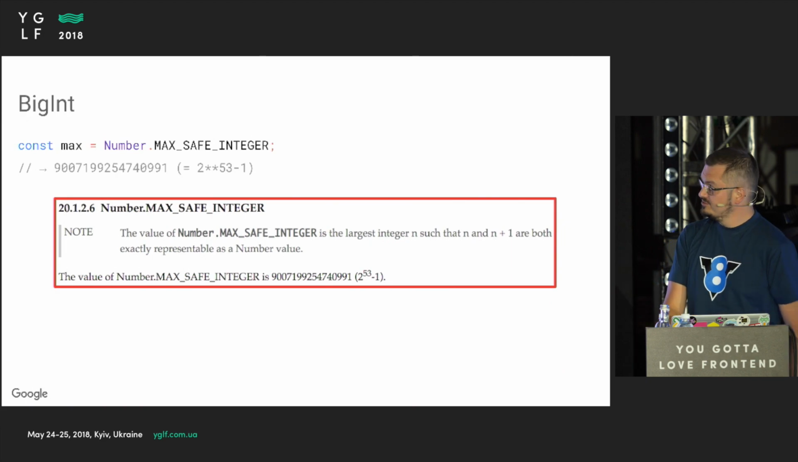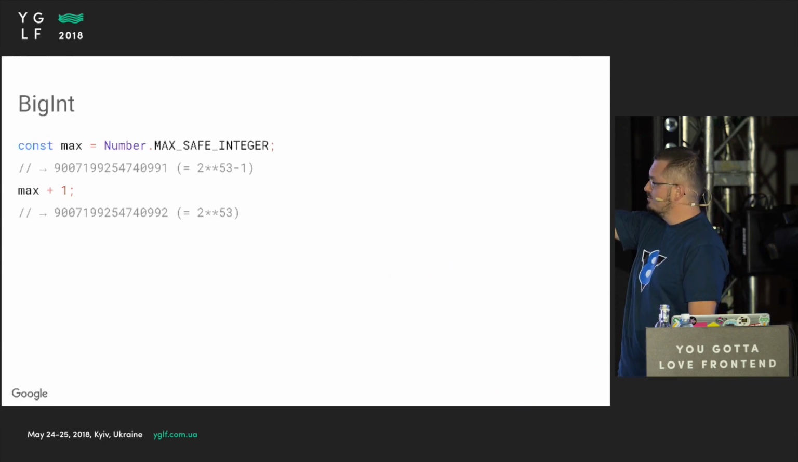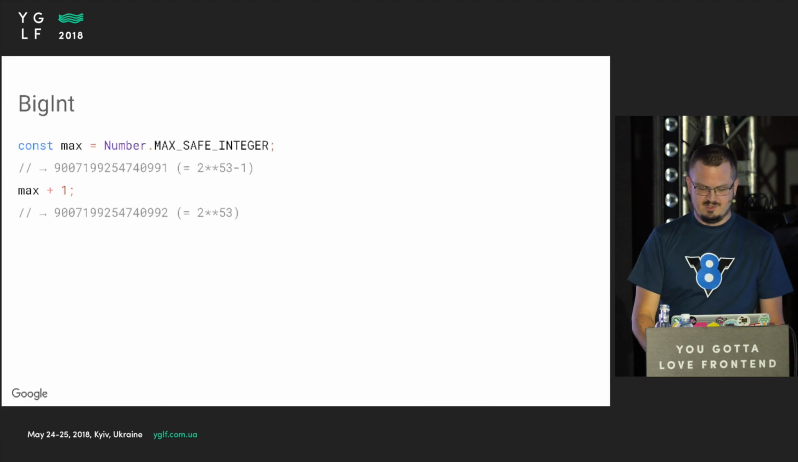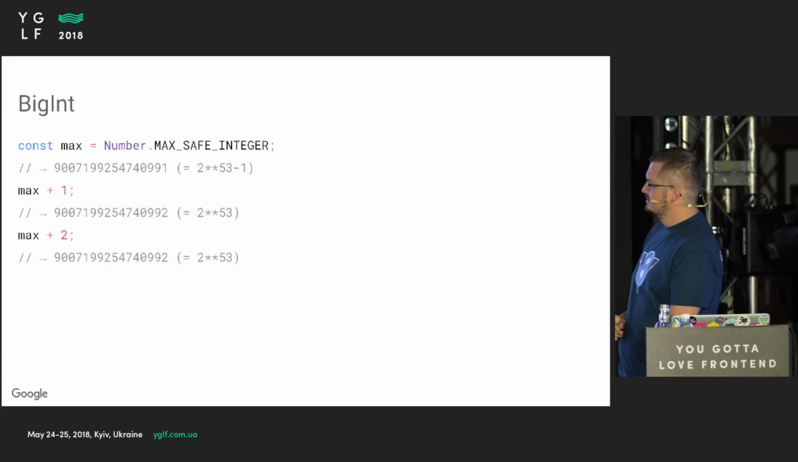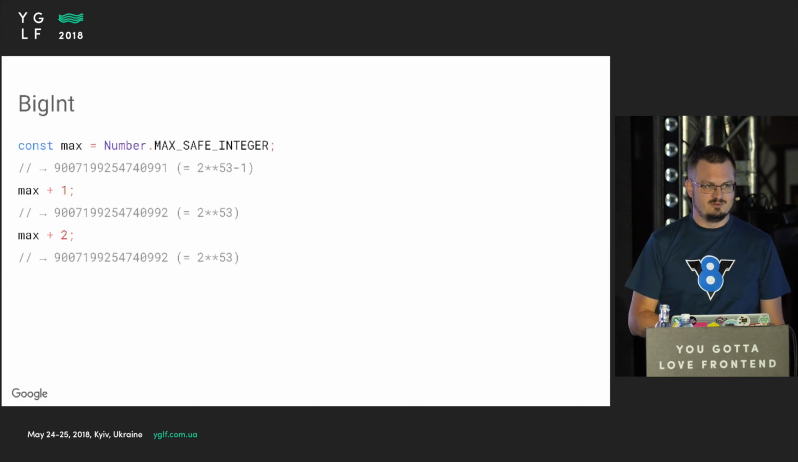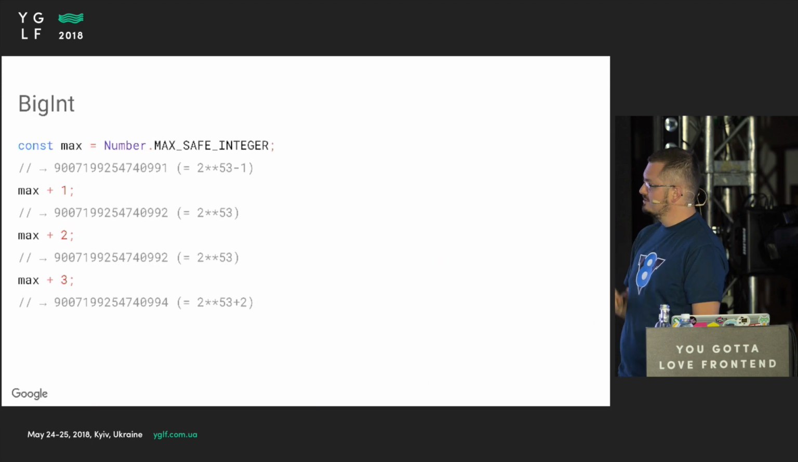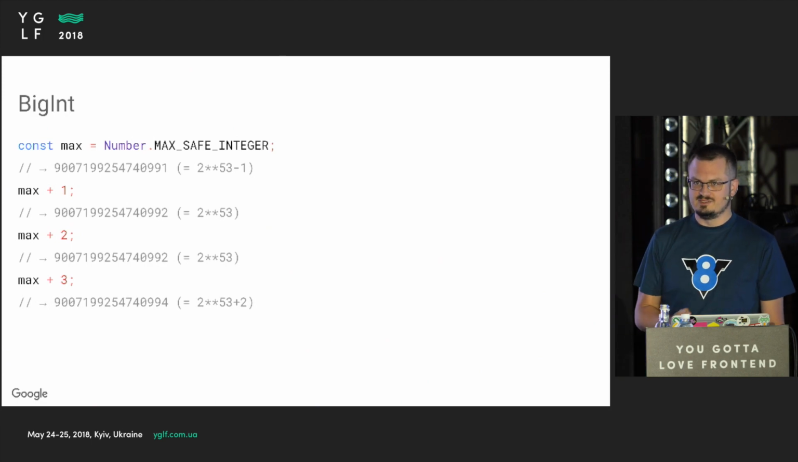What that means is if you take this number and you add plus 1, that still works. So you go from 991 to 992. Okay, perfect. Now if you start adding 2 to this, then you also get 992, because 993 is not representable via float64 representation. Now if you add plus 3, then you see, okay, now it works again, because this number is again representable.